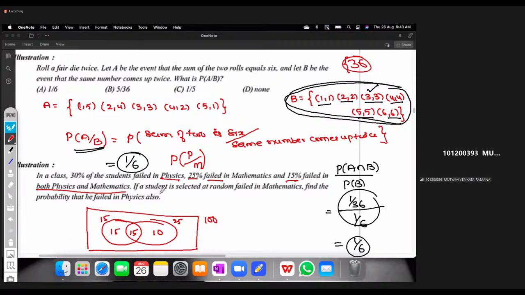Now, if a selected student failed in mathematics, in this one, these are our students. Out of these, how many failed in physics? 15 only. So total 15 out of 25. So it is equal to 3 by 5. So that means how much? 60% of people. Okay, 60% is the answer.